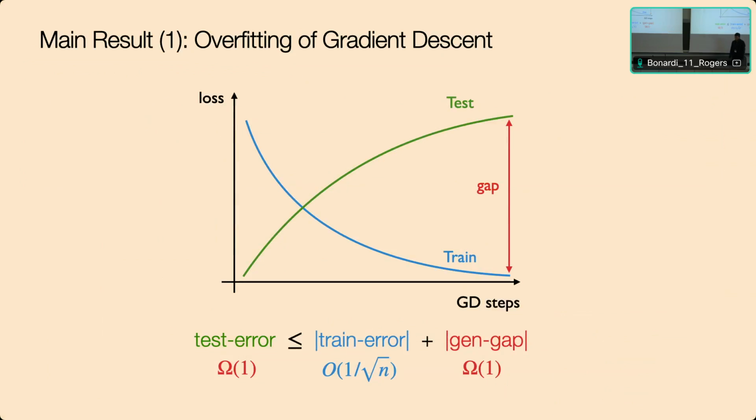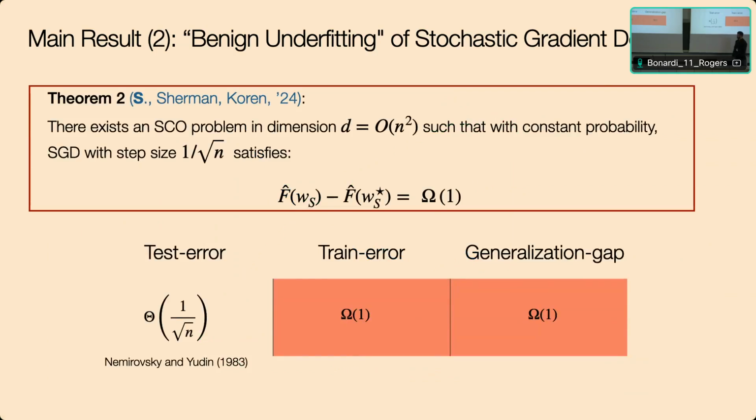Another result: as you can see here, this is an illustration of the error of gradient descent. The train error is minimized to 0. However, the test error and the generalization gap increase and reach a constant at the end of the training phase. Another result that we have here is for SGD.